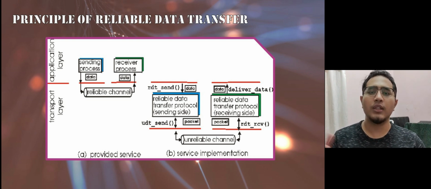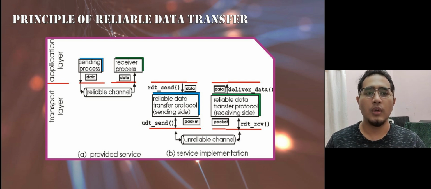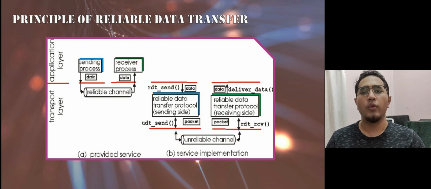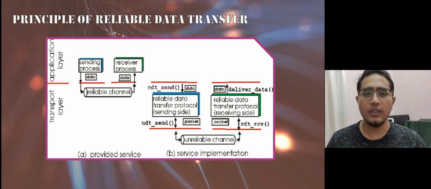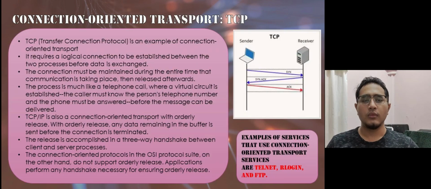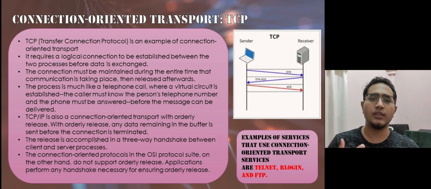It will be passed the data to be delivered to the upper layer at the receiving side. The first step in developing any protocol is to choose a good name. On the receiving side, rdt_rcv() will be called when a packet arrives from the receiving side of the channel. When the RDT protocol wants to deliver data to the upper layer, it will do so by calling deliver_data(). Now, what is connection-oriented transport?